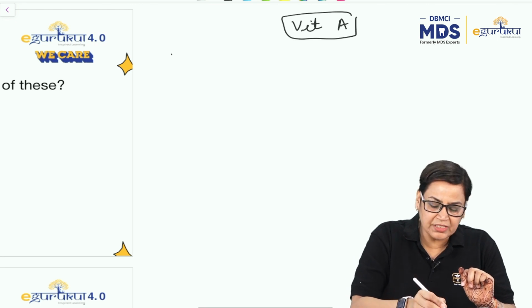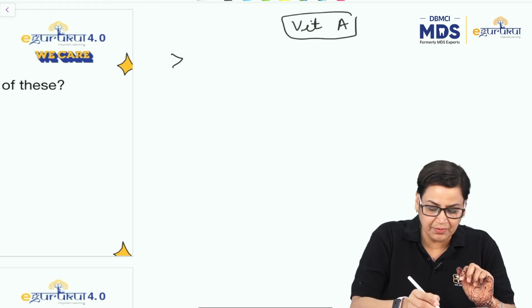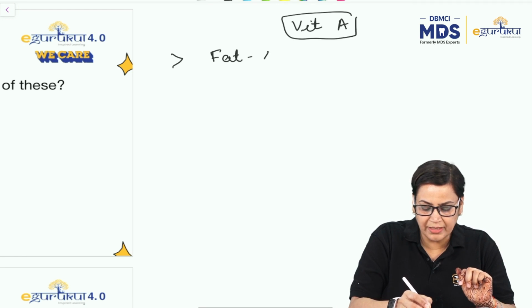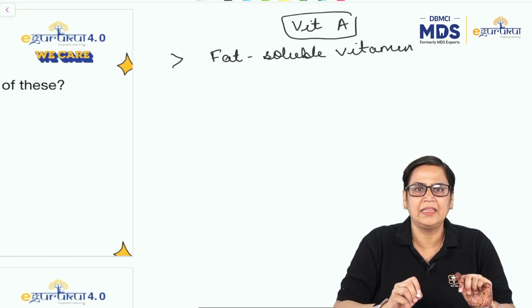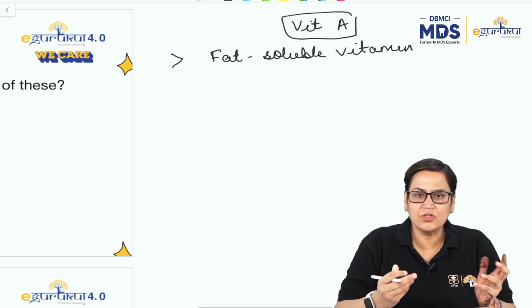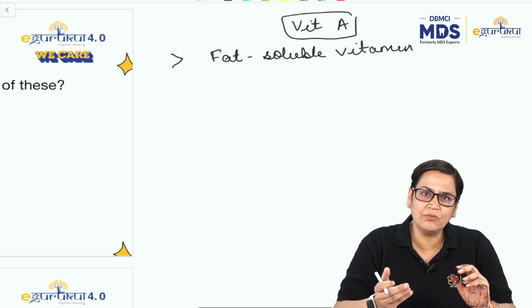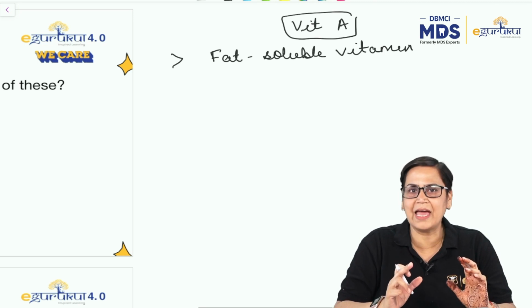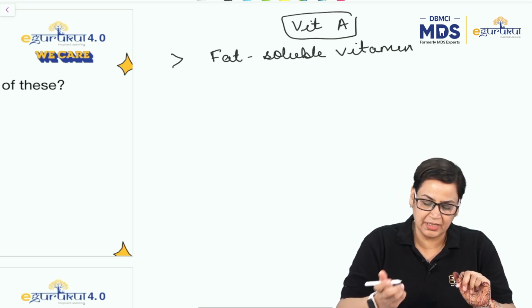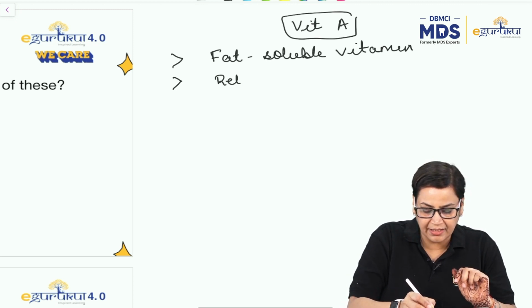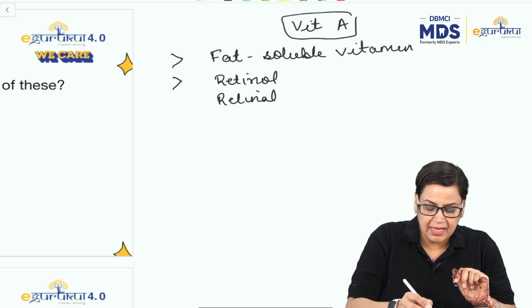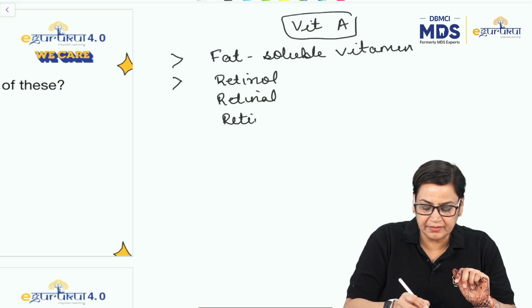The most important feature of this is actually this vitamin is a fat soluble vitamin. And always remember, whenever we talk about fat soluble vitamins, they are stored. And fat soluble means they are insoluble in water and they will always require a carrier protein for their transport. And the active forms of vitamin A are retinol, retinal, and retinoic acid.